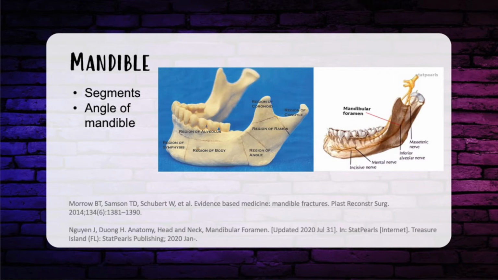So to simplify the segments, if we're looking at the face anteriorly, the mandible is made up of a horizontal bone, which meets up with 2 lateral vertical bones. And each one of those vertical bones are called the ramus. And the horizontal meets with the vertical at the mandibular angle. Now to break this down further, the horizontal section of the mandible has 3 segments: the symphysis, parasymphysis, and body.